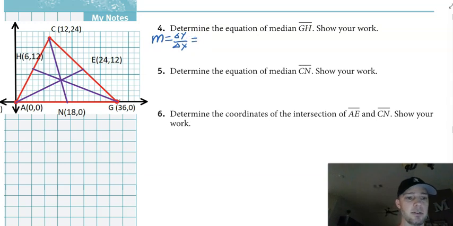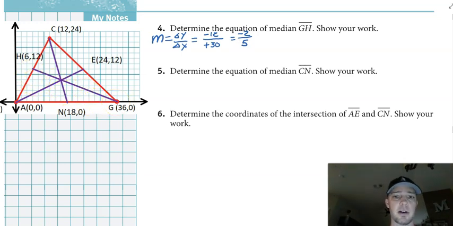My y values changed from here to here. It went down 12, and my x value from 6 to 36 went up 30. Both of those are divisible by 6, so I get negative 2 over 5. Negative 2/5, sure enough. That is the correct slope for that one.